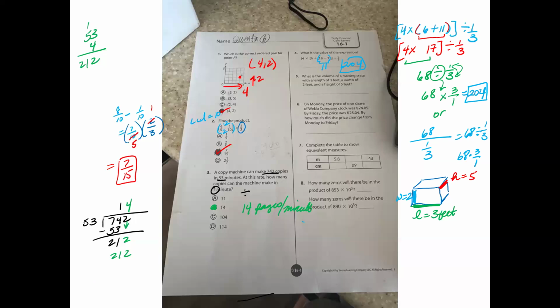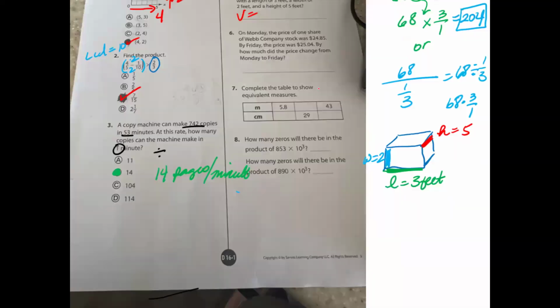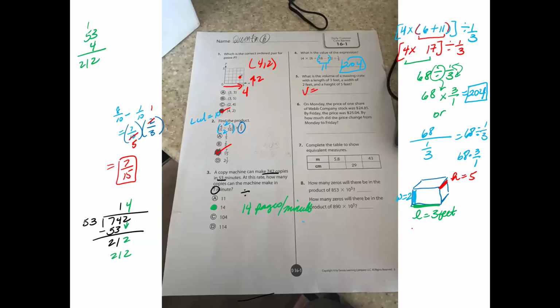Okay, so what is it asking to find? The volume? Volume is, you just do, volume is length times width times height. So what do you multiply? 3 times 3. Yep, which is going to give you what?